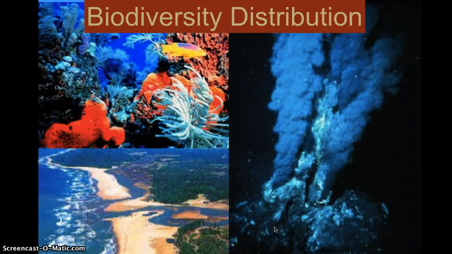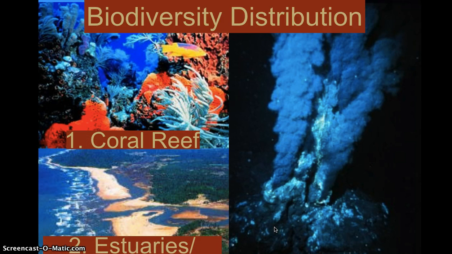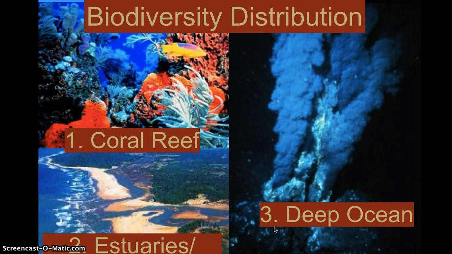So the diversity of species distributed in a marine biome is as follows. In a coral reef, you have the most species diversity. Second would be in an estuary or coastal wetlands, and third would be in the deep ocean or in the abyssal zone.